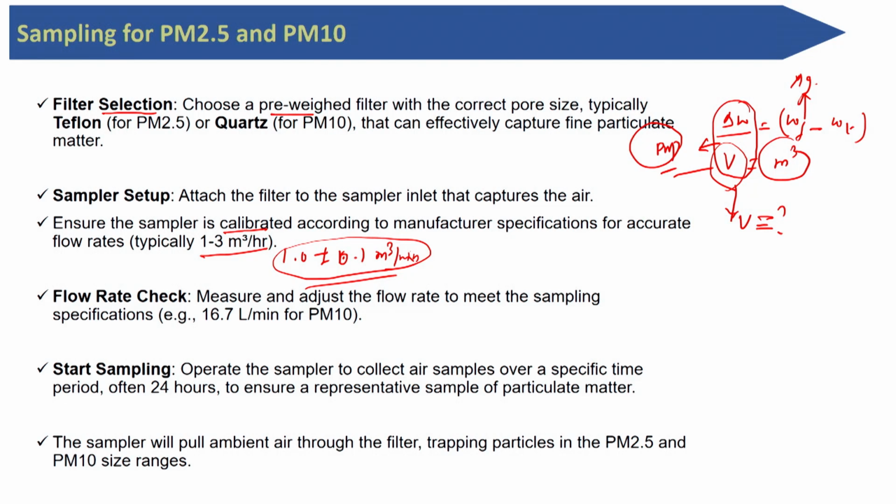Before starting the samplers, you have to decide specifically. For example, here it is written 24 hours, but it depends whether you want to do 8 hours or 10 hours or 12 hours, whatever time you want. You have to decide how many hours of sampling you want to do, and what the purpose and objective of your sampling is.